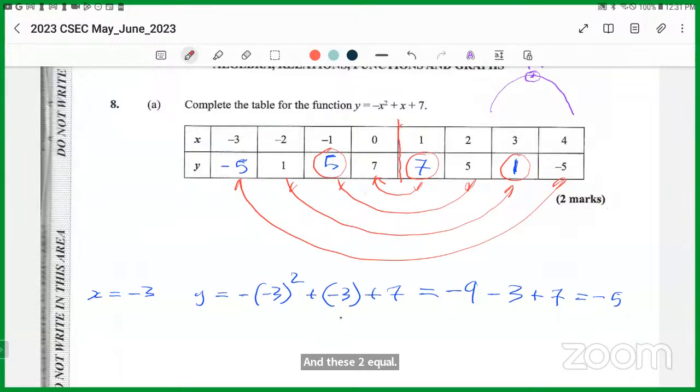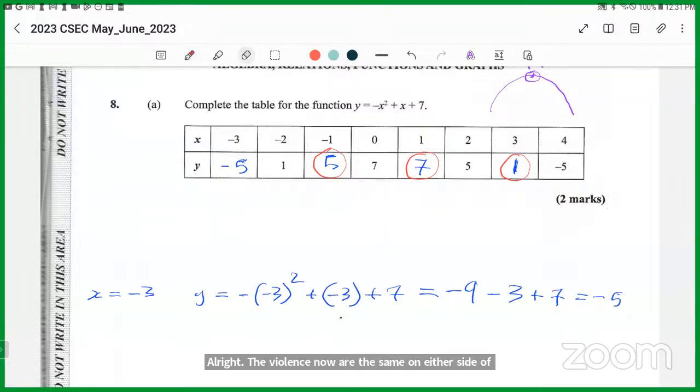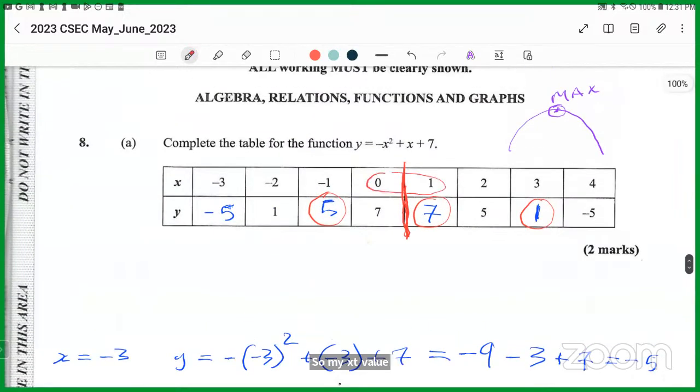Because the values now are the same on either side of this line. So my line of symmetry, let me put it in for you. It's right between the 0 and the 1. My axis of symmetry is on this line. So my x value is halfway between 0 and 1, which is 0.5. So my x value at the turning point is 0.5.